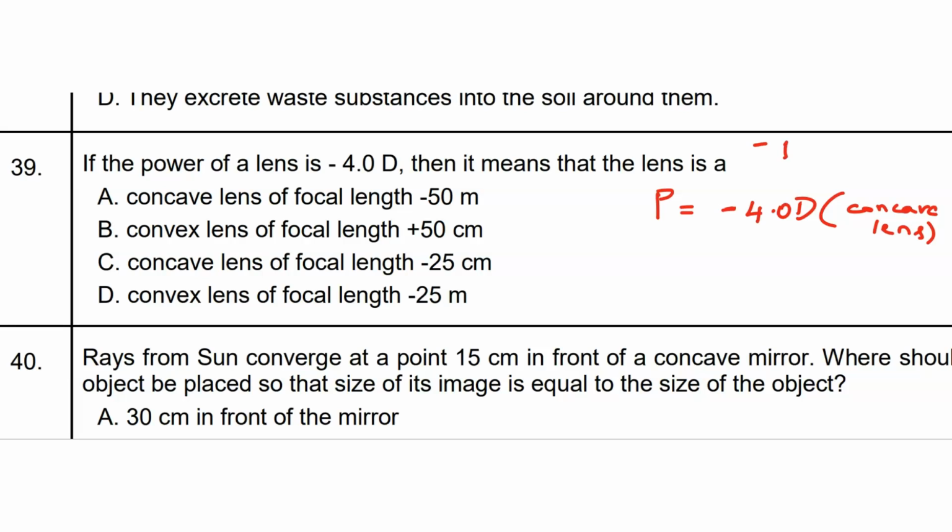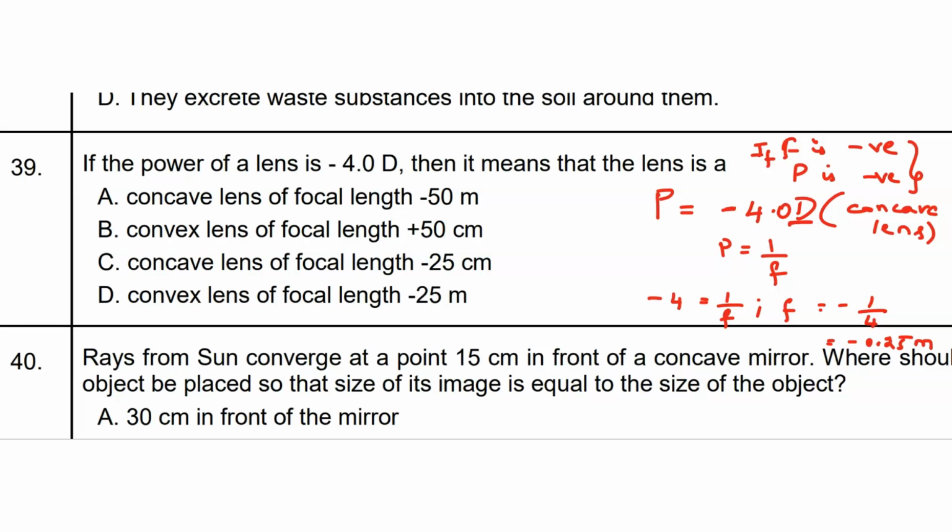So if F is negative, then P will also be negative. Power is also negative. Why? They are related by P equals 1 by F. They have given power to be -4 and we need to find the focal length. So -4 is equal to 1 by F. From this we calculate F to be -1 by 4, which is negative of 0.25. If the power is given in diopter, then the focal length has to be in meter. But they have given the answer in meter and centimeter.